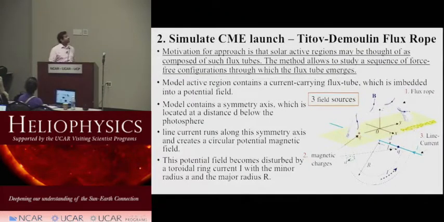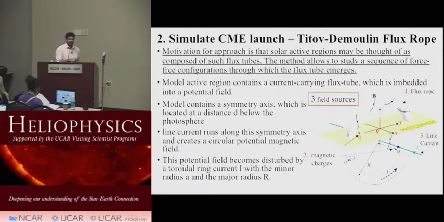So the other version of the model is the Titov-Demoulin Flux Rope. Their motivation for this approach was that solar active regions may be thought of as composed of such flux tubes. The method allows us to study a sequence of force-free configurations through which the flux tube emerges.